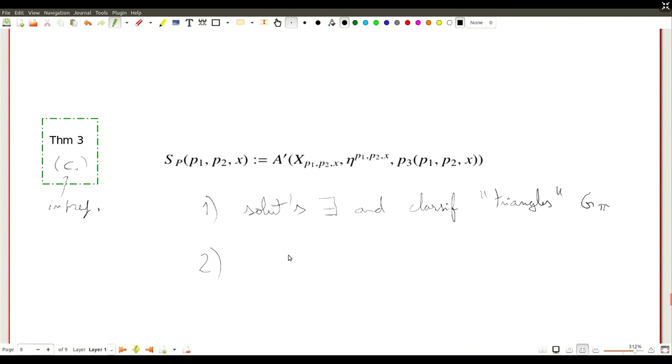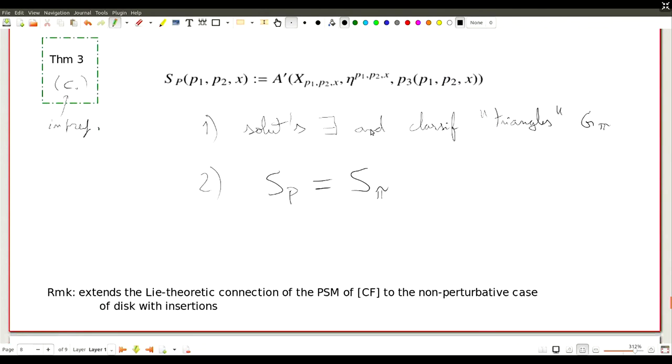And moreover, this functional coincides with the canonical generating function. For any solution, you recover this canonical symplectic generating function. I meant to say more about the details of these solutions, but I think I went over time with the preliminaries.